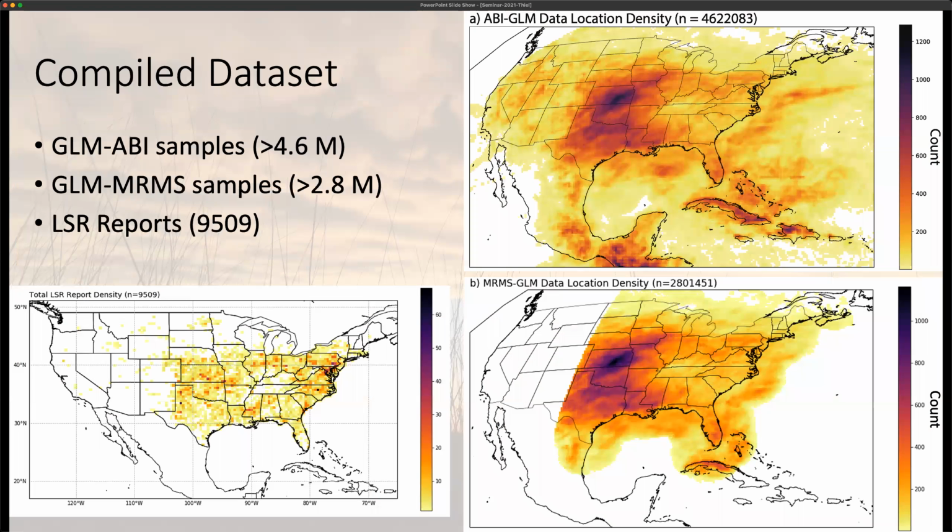So our compiled data sets now look like this. We have our original 4.6 million GLM and ABI samples from before. We now have over 2.8 million GLM and MRMS samples across the Eastern CONUS within the MRMS domain, and also our over 9,500 storm reports that we can now pull from within this study.